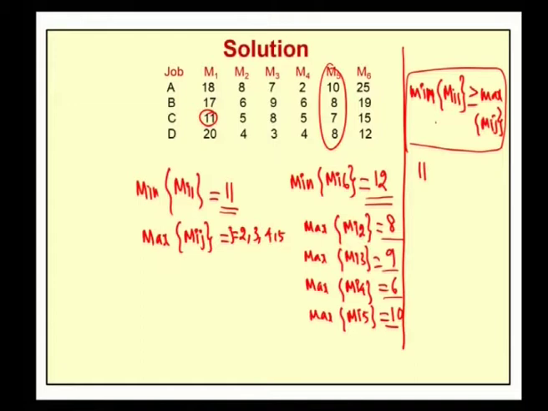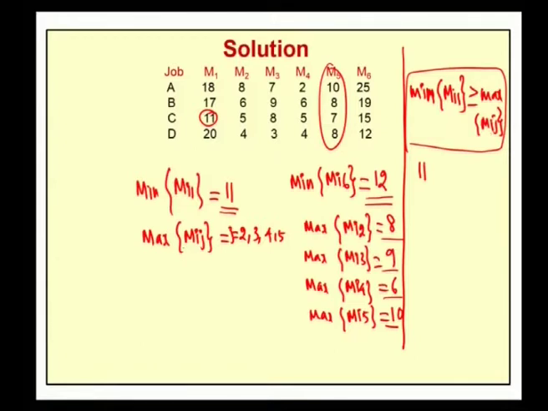Minimum of Mi1, which is 11, is greater than or equal to maximum of Mij, where j equals 2, the value is 8; j equals 3, the value is 9; j equals 4, the value is 6; j equals 5, the value is 10. Therefore, minimum of Mi1 greater than or equal to maximum of Mij, j equal to 2, 3, 4, 5 is satisfied.